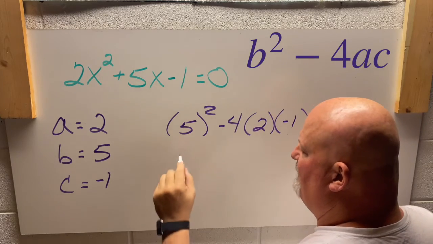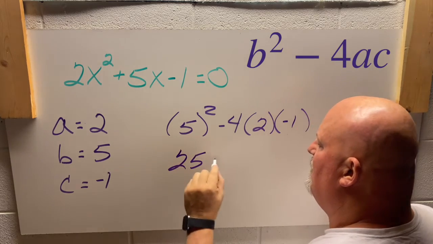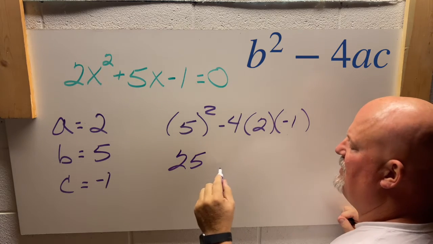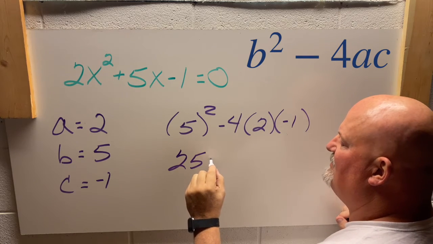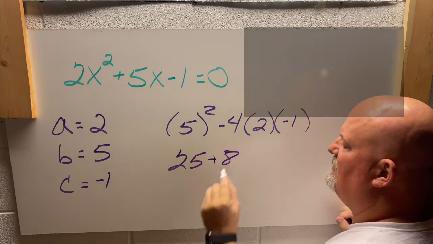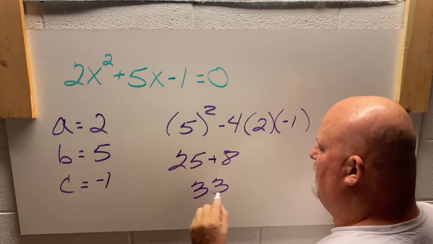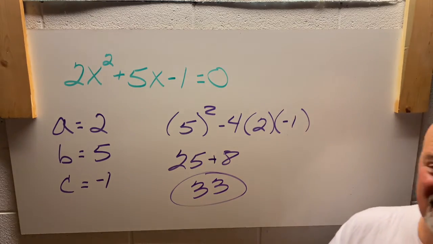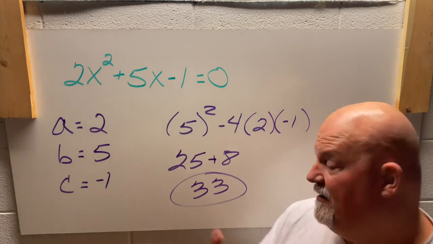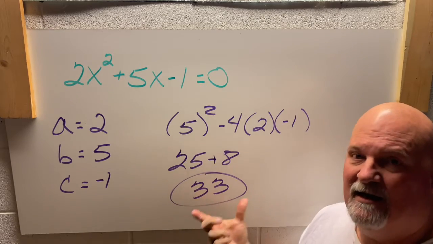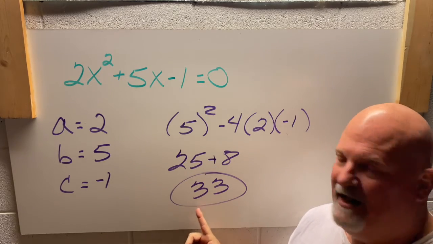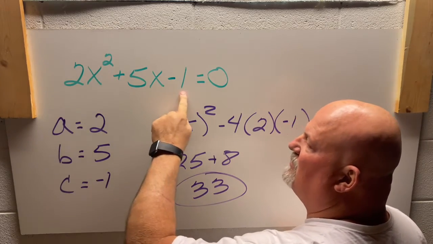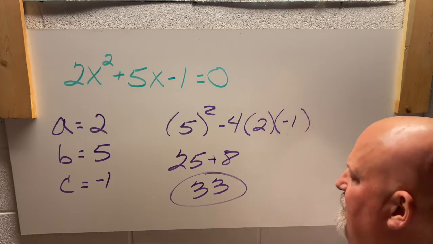So 5 times 5 is 25. Negative 4 times 2 is negative 8. Negative 8 times negative 1 is positive 8, which makes this 33. Okay, so I have a positive discriminant. That means it's going to cross the x-axis in 2 places. That's all it means, not 33, just 2 places because it's positive. And since it's positive, I know it's going to cross 2 places, open up, and cross the y-axis at negative 1.